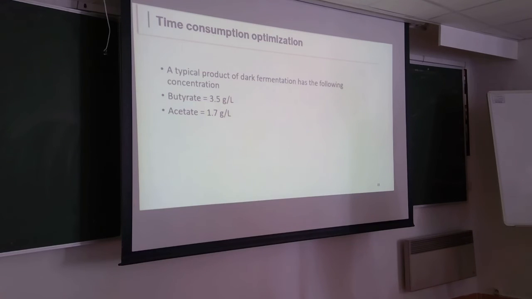So here we apply the model to a real problem in dark fermentation. A general concentration that we can find at the end of a dark fermentation process is 3.5 butyrate and 1.7 acetate. So as you can see, the butyrate is the problem, and it is also the one that is more present.